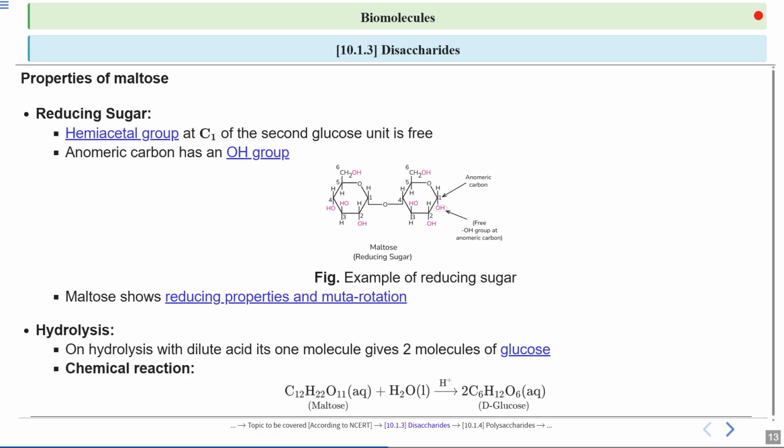Okay, so you will see on hydrolysis the given reaction. You will see this is maltose. When it reacts with water in the presence of an acid, it gives two molecules of glucose. Okay, so this reaction shows how maltose is converted into glucose.